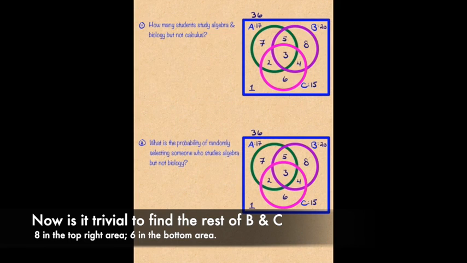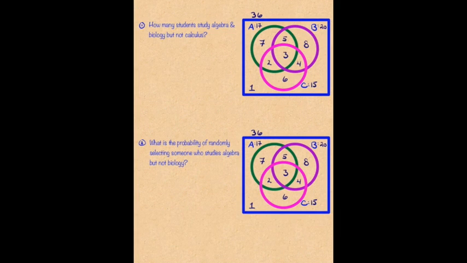Okay, so here's a couple questions that we might answer. How many students study algebra and biology, but not calculus? Well, we could just read it from the Venn diagram. It's easy to say that that right there are the only people that study both algebra and biology and not calculus. So the answer is 5.